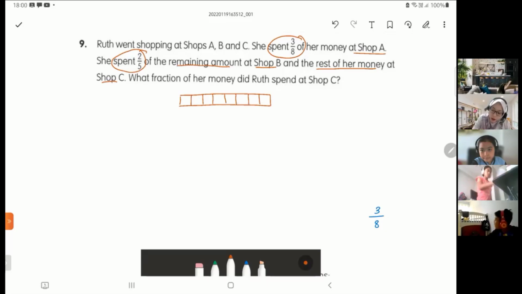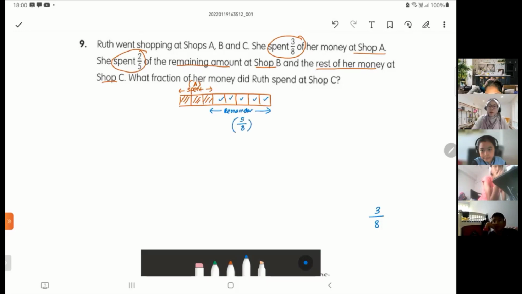So she spent 3/8 of her money. That's 8 parts, spend 3 parts. So this is spent at shop A. I put that A. If I spend that for shop A, then I will have the rest of this as the remainder. And how many is the remainder? 1, 2, 3, 4, 5. 5 out of 8 is the remainder. So the remaining amount here, I know already this is actually 5/8.